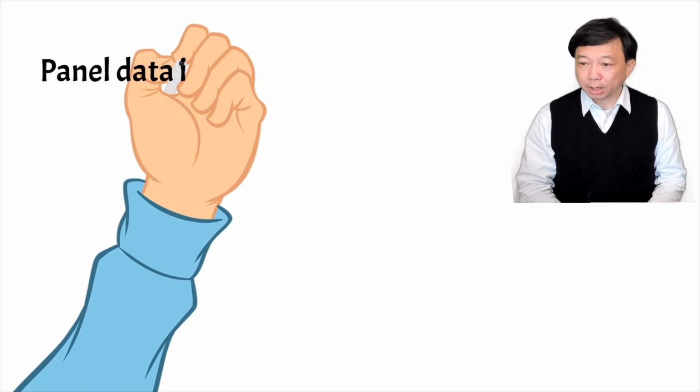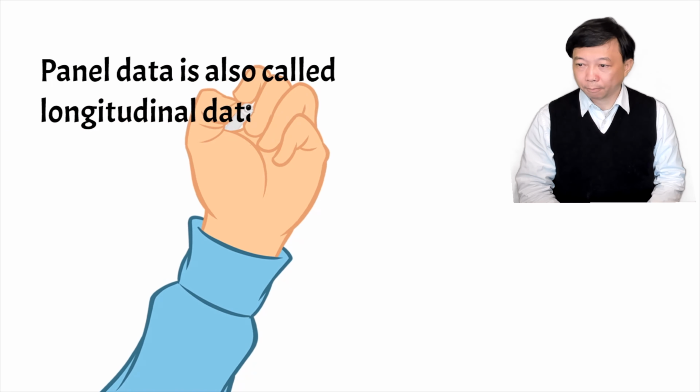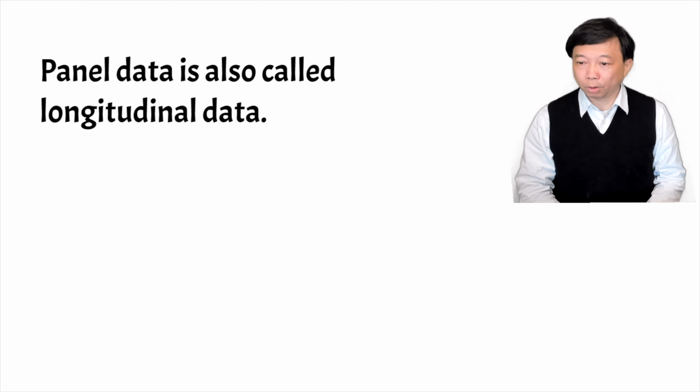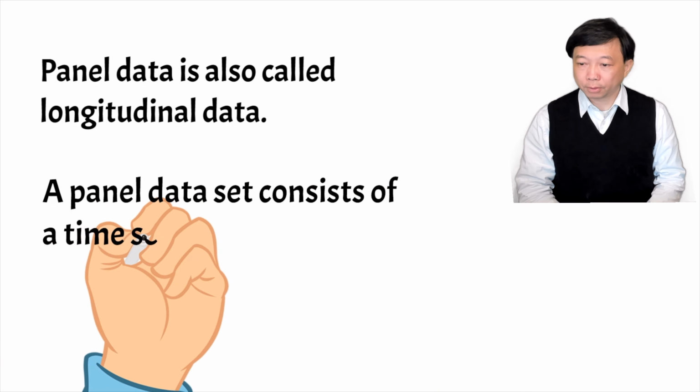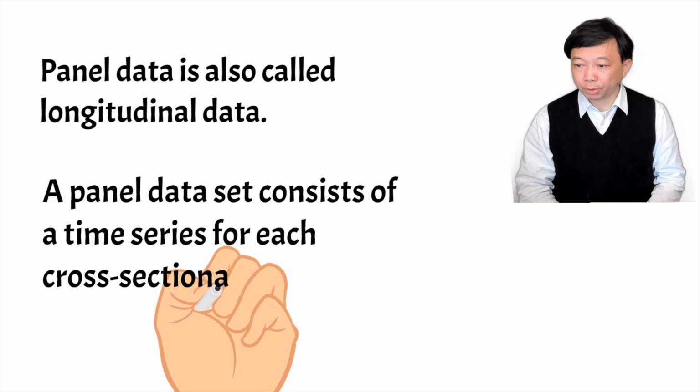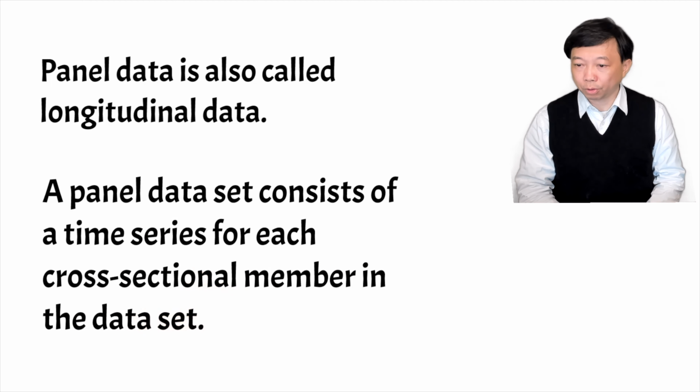The third data structure is panel data. It is also called longitudinal data. It can be seen as a combination of cross-sectional and time series data. A panel dataset consists of a time series of each cross-sectional member in the dataset. That is, we observe the same person's variables several times.